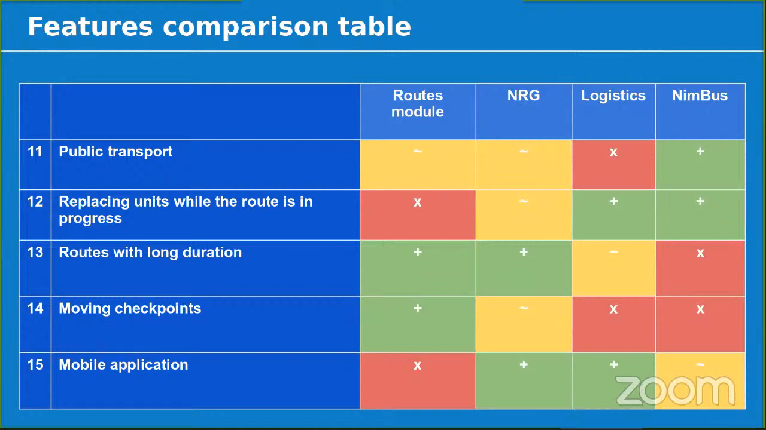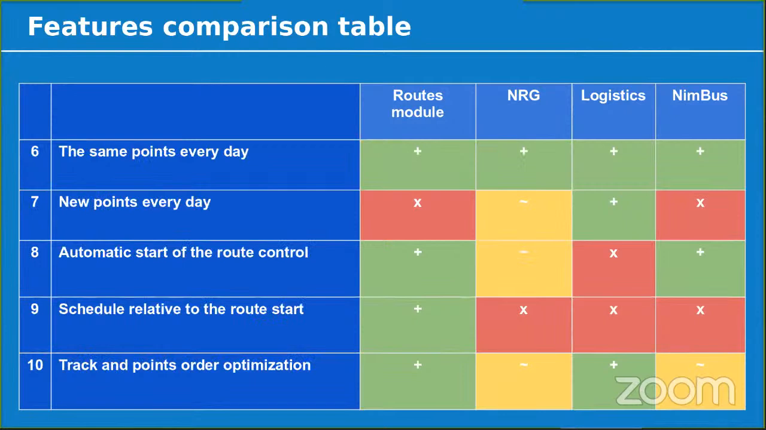Should we choose a Nimbus based on the 11th criterion? Well, I'd say yes, but there is a special criterion number 9. As you remember, the bus starts the trip only when a certain number of passengers are inside. So there is no exact time of route to start. But still, we know the distance between the further checkpoints. So in that case, based on the criterion number 9, it seems like the best solution is routes module. And once again, pay attention that instead of the Nimbus for public transport, sometimes we should use something else.